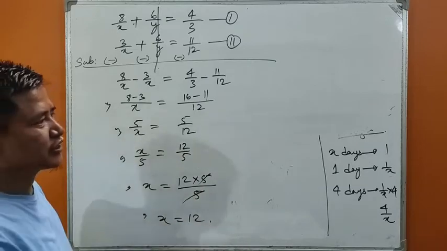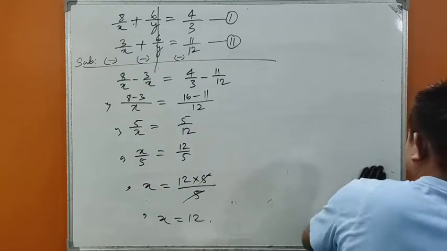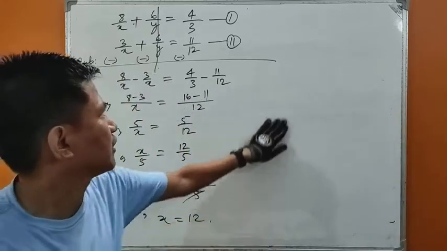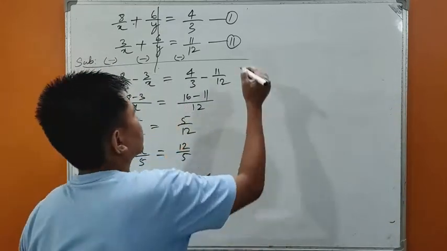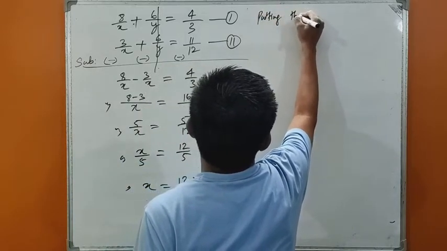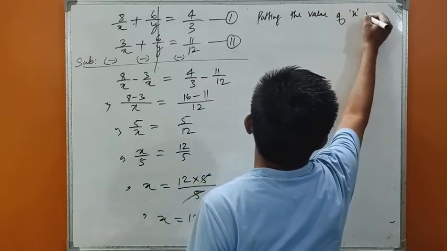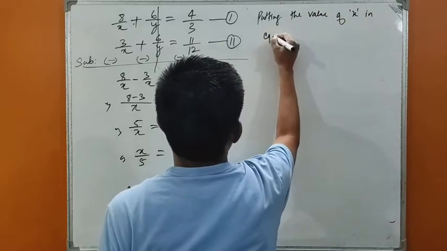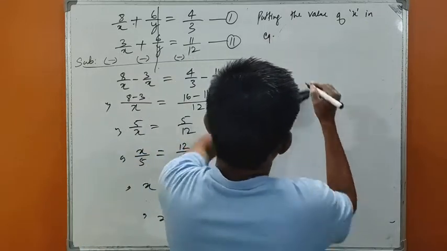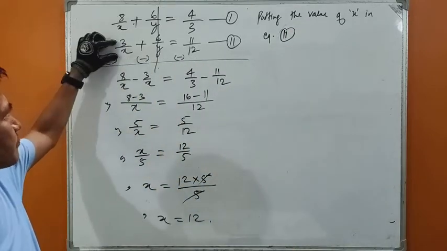X is the number of days required by Lalima to complete the whole work, isn't it? So Lalima takes x days to complete the whole work, means Lalima takes 12 days to complete the whole work. Now let us find the value of y by putting the value of x in equation 1. Equation 2, okay? Let us put the equation 2. You can put the value in equation 1 as well.